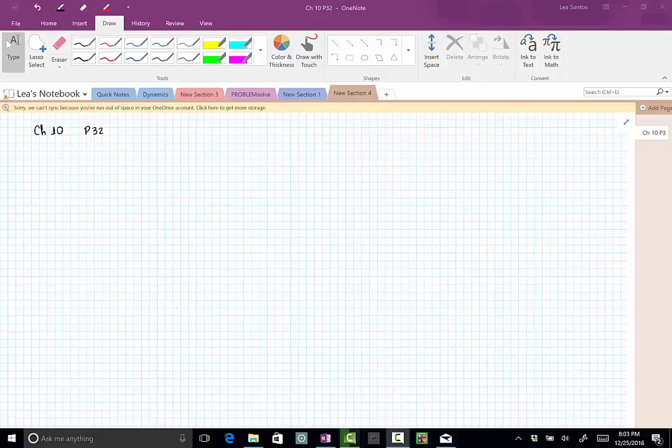So this is problem 32, chapter 10 of Giancoli 6th edition. So what we have is a piece of wood, and the mass of this piece of wood is given to us. It's 0.48 kilograms. And this piece of wood floats when it's put in water.